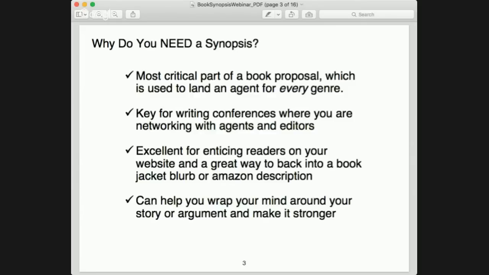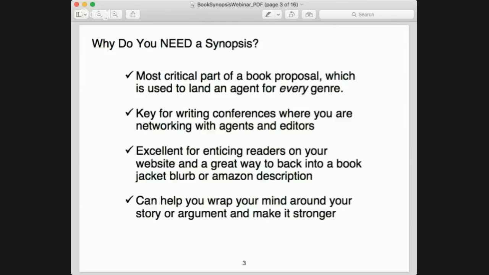It's also really excellent for enticing the readers on your website. You can have your overview up there for readers to see. And it's also a really great way to back into writing your book jacket blurb or Amazon description. If you start with a synopsis, then it's easy to water it down to a shorter book jacket copy. Also, a synopsis just in general is a really great exercise to wrap your mind around your story or your argument and to make it stronger. It's just an excellent tool to have.